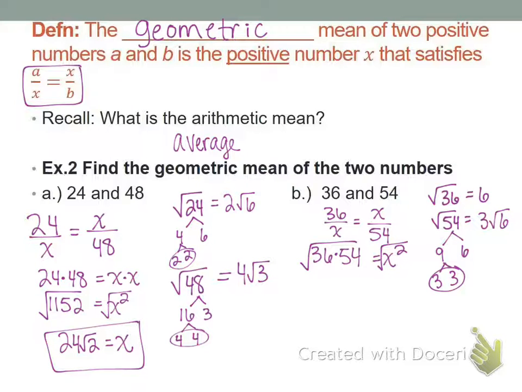Okay. Last step is to multiply those together. So what does x equal? 18 root 6. We don't have to re-simplify on that one, since we still know a 6 won't give us any pairs when we break it down. Questions, concerns about example 2? Yes, ma'am.